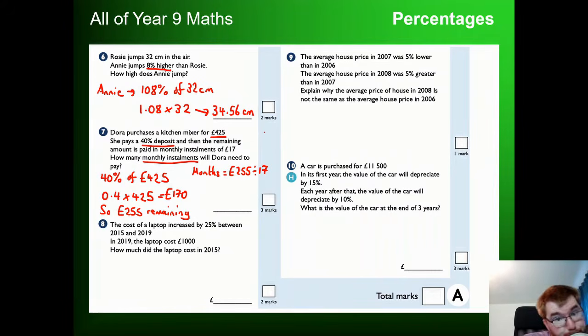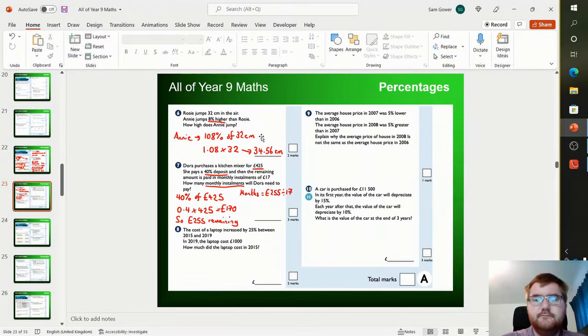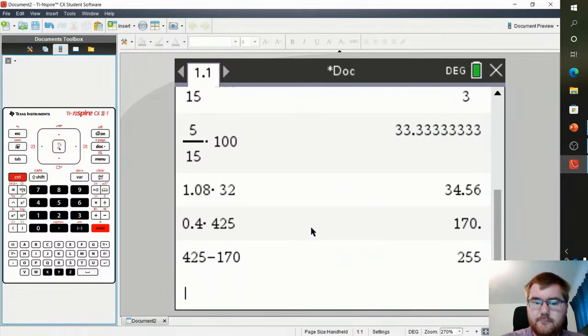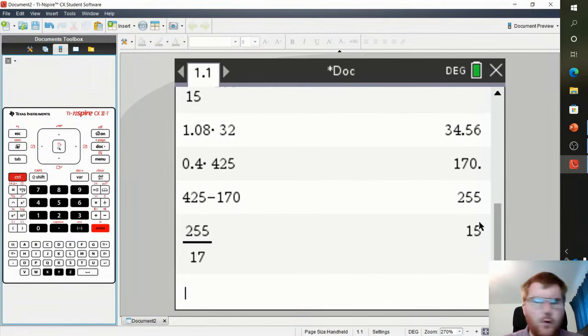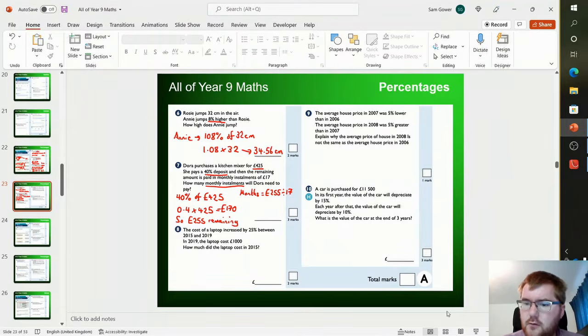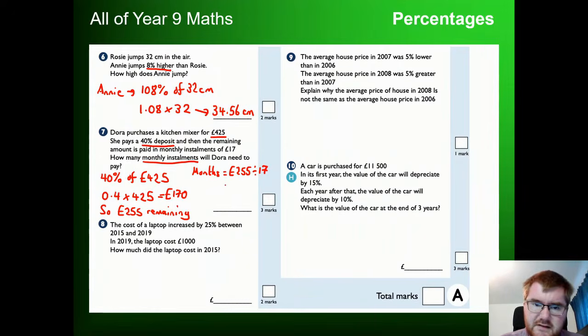I'm going to go to the calculator and do that. So we're going to take that answer, divided by 17, giving us 15 exactly. Always a good sign when that is a whole number, an integer. So we're going to get 15 months. Good. Again, it's all about reading the question with these more tricky questions towards the end.